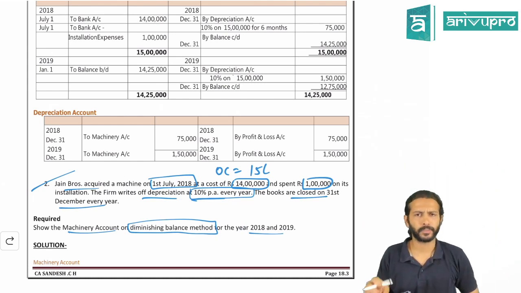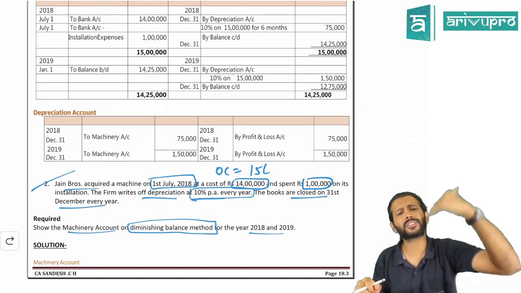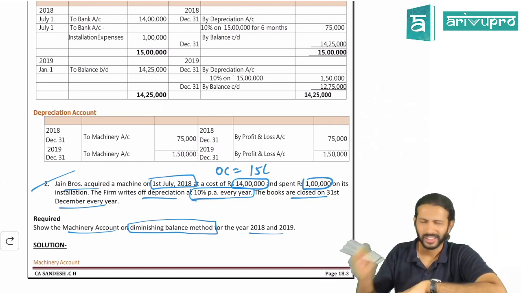Write it and note: I have assumed straight line method, or I have assumed written down value method. Like this, write a note. It is fine, but don't worry. So far I have not seen such questions. They will mention which method.